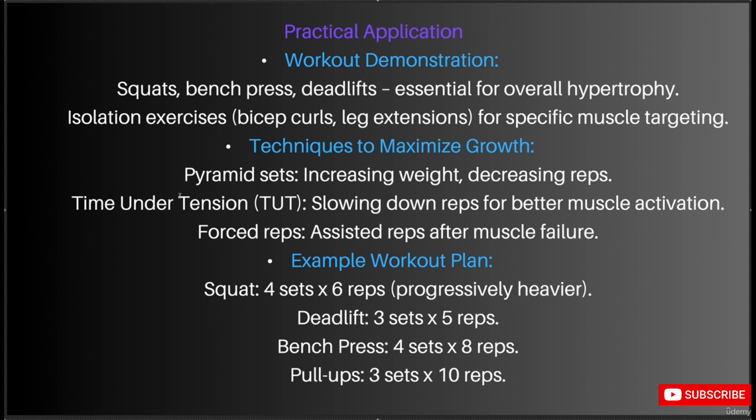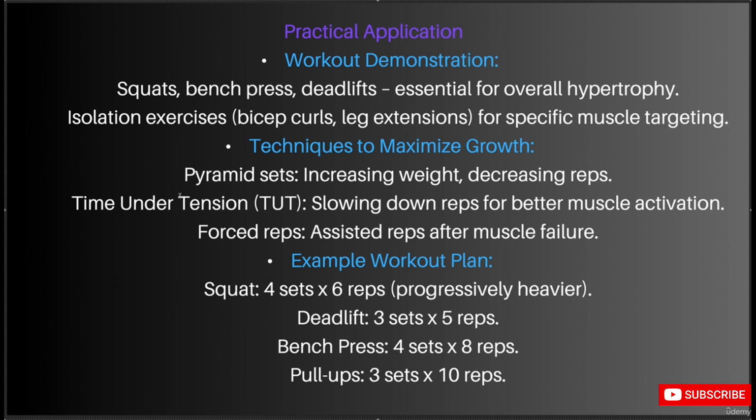So, workout demonstration. Squats, bench press, and deadlifts are essential for your overall hypertrophy. These are called compound movements, okay? The isolation exercises are bicep curls, leg extensions, and flies for chest. They target specific muscle groups.